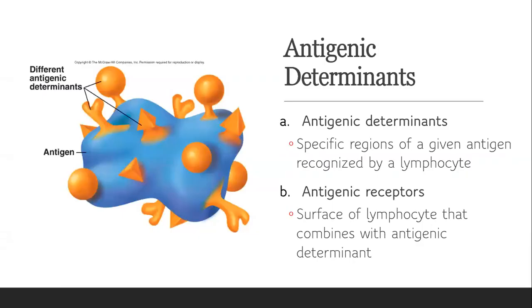So what are antigenic determinants? So determinants are specific regions of a given antigen recognized by a lymphocyte, while our antigenic receptors are the surface of the lymphocyte that combines with the antigenic determinant.